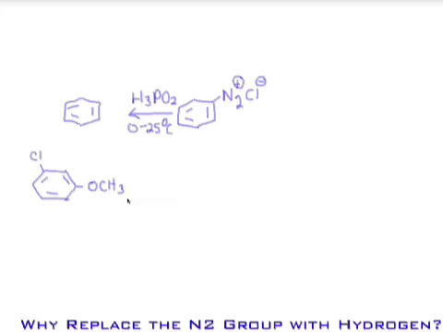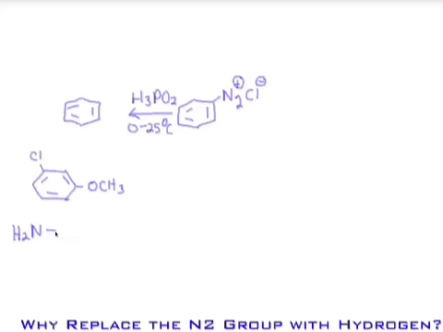Well, the strategy involves putting a group on the ring that would generate the metachloro derivative and then allow us to remove that group so that you just have the meta arrangement as shown here. For example, suppose I have NH2. Well, actually, I can do this.